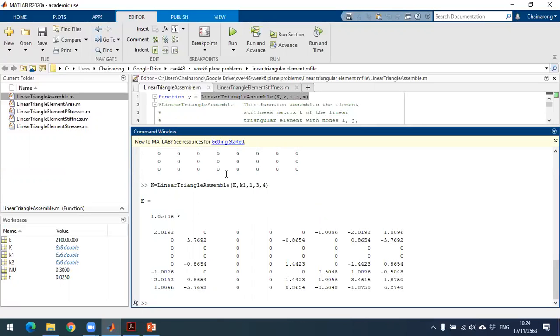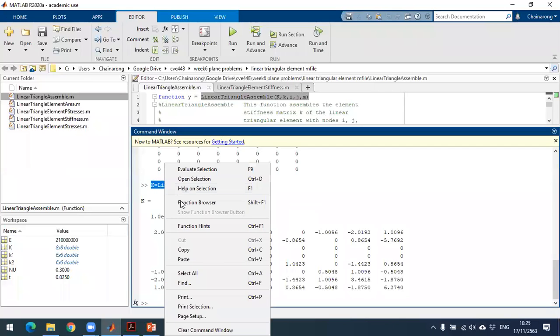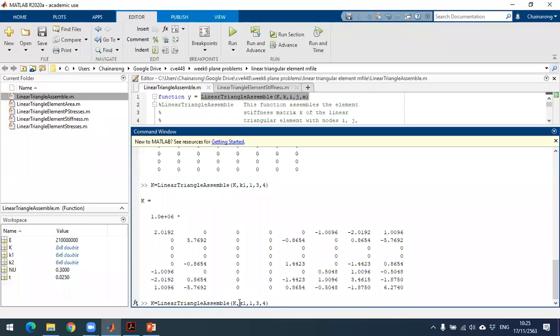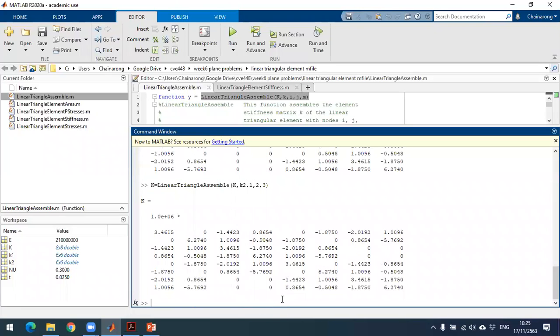Do the same thing for element number 2. That is, change it to be K2, and it should be 1, 2, 3. Okay, so that's all. We have the global stiffness matrix already. Then we will apply boundary condition.